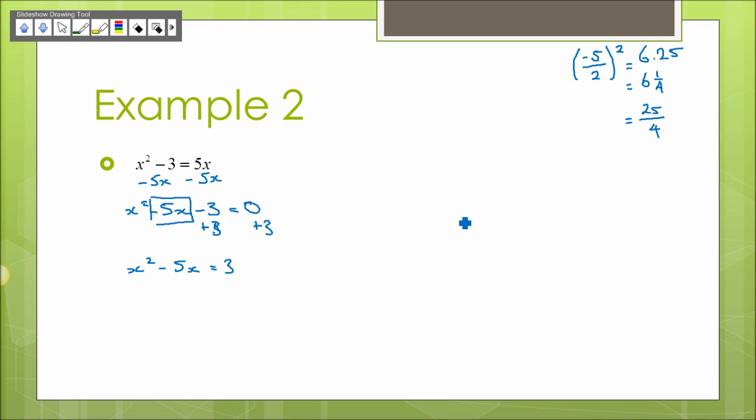Okay, so once we have got that value, what's our next step? We had to add it to both sides. So we're going to add it to 25/4 here, and add 25/4 here. So our question now becomes x squared minus 5x plus 25/4, and that equals 3 plus 25/4. Alright, now we had to factorize.